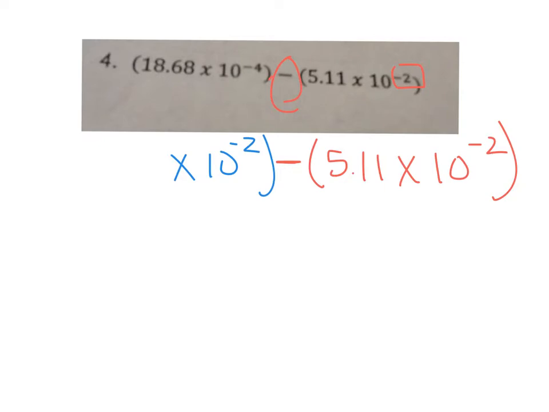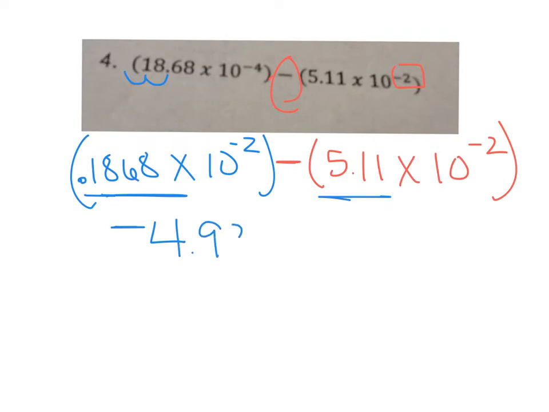But if it changes exponents, then I have to change the number. So -4 and -2, they're two different, and I always go left. So I move the decimal 2 places to the left, becomes 0.1868. Don't leave any digits out. I saw a lot of that on the practice test. Okay, the next thing I'm going to do on this problem is take 0.1868 minus 5.11. When you do that on the calculator, it comes out to be -4.9232 times 10 to the -2nd.